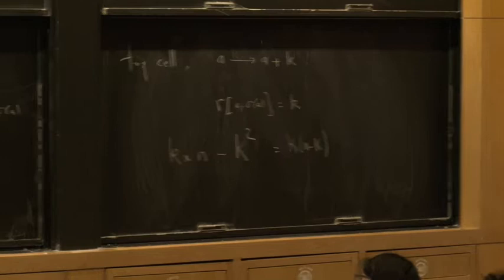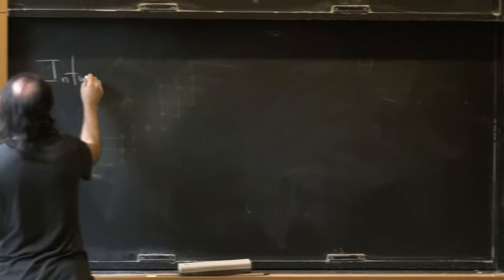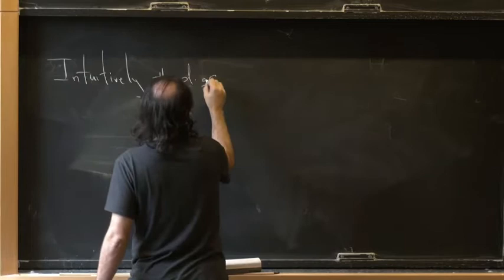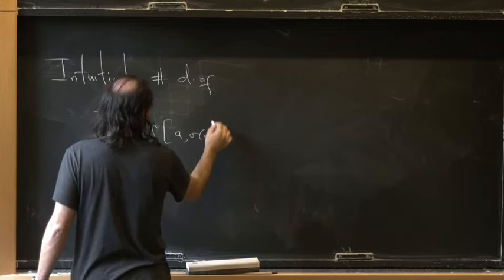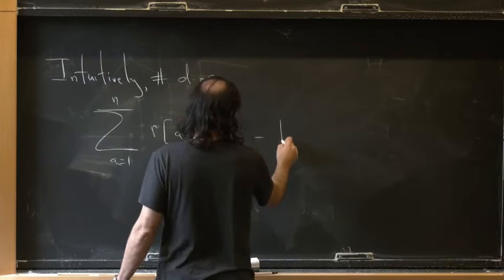So intuitively, and it's true, the number of degrees of freedom that you need to specify such a configuration is exactly the sum over A equals 1 to N of the ranks from A to sigma of A minus K squared. Okay?